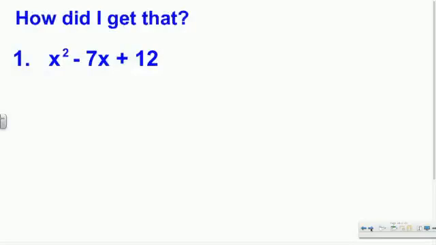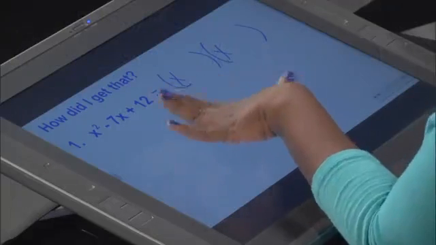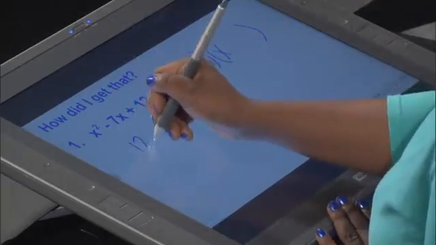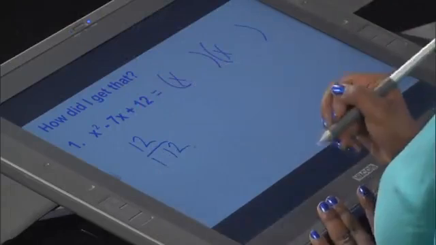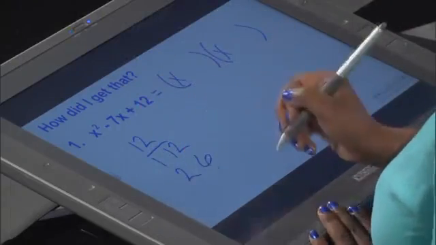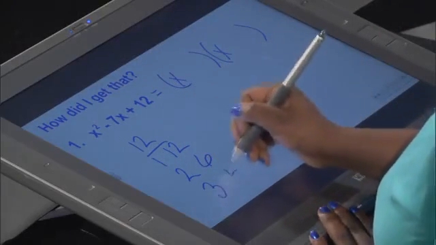So first thing I did, I wrote down the format of my answer. And then I knew I needed to find numbers that would multiply to give me 12, but combine to give me negative 7. So first, I just start out by factoring 12. So I know 1 and 12 would give me 12, multiplying. 2 and 6 would, and so would 3 and 4.